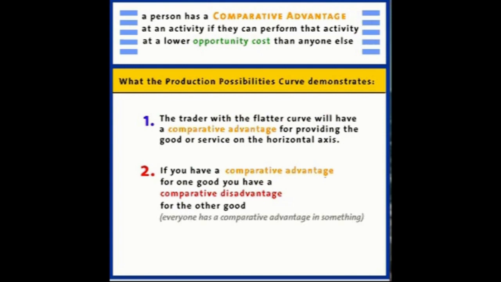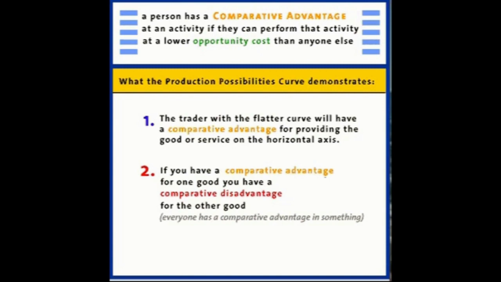Even though Bernie has higher costs for providing all services and Ann can do everything faster, Bernie is still relatively less unproductive at sweeping than he is at scrubbing. And that's how he and Ann can get together and make a profit.